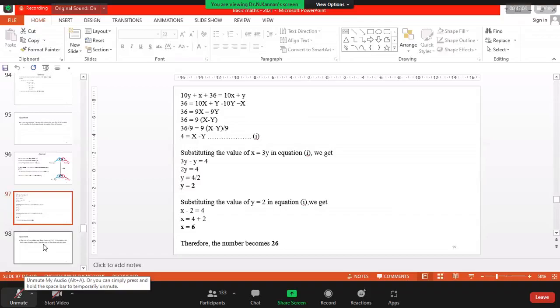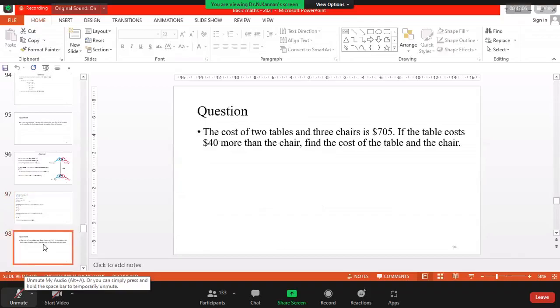With that note, we will move to another calculation, right? The cost of 2 tables and 3 chairs is $705. If the table costs $40 more than the chair, find the cost of the table and the chair.